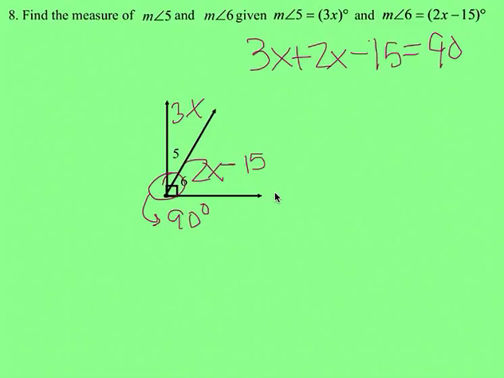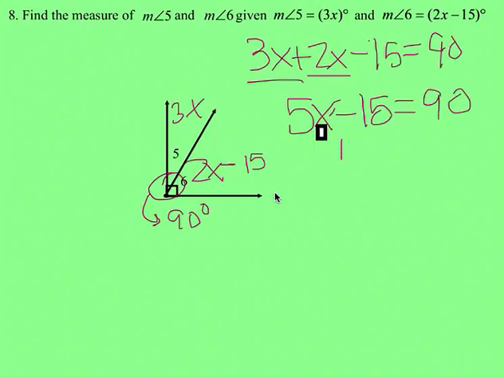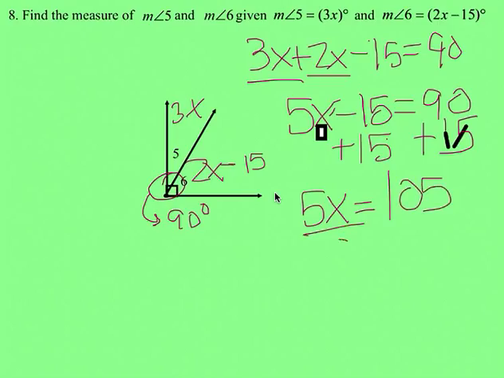So now I need to combine 3x plus 2x. Well, that's going to be 5x minus 15 is equal to 90. So now I'm going to add 15 to both sides. So then I'm going to get 5x is equal to 90 plus 15, and that's going to give me 105. Then I'm going to divide both sides by 5. So now I get that x is equal to 21.